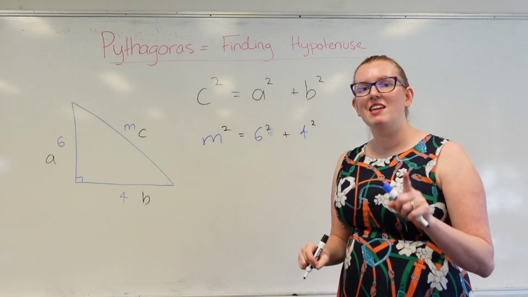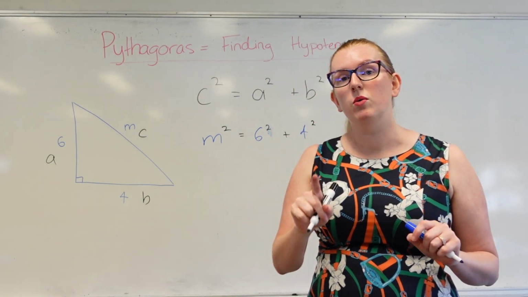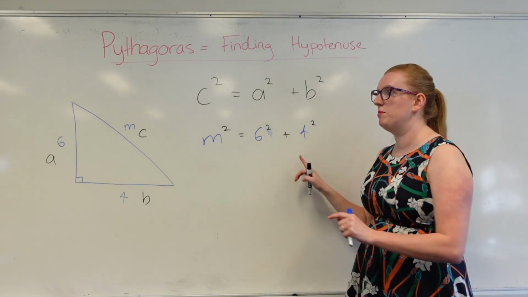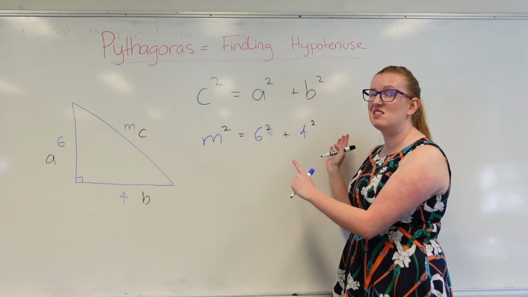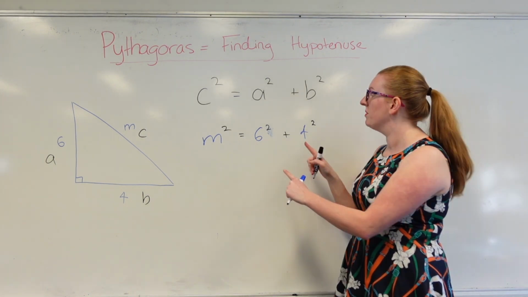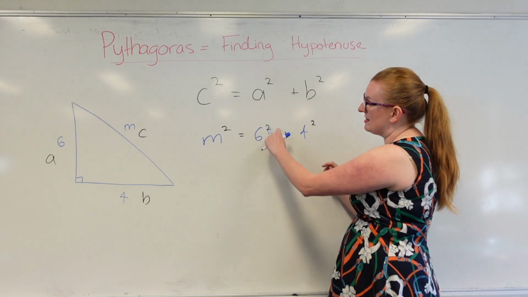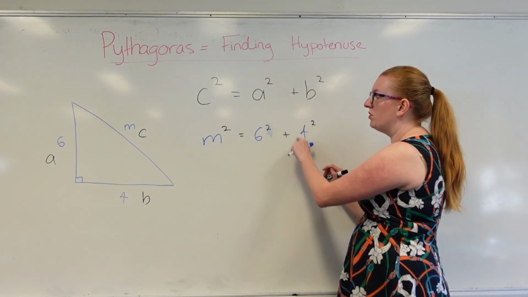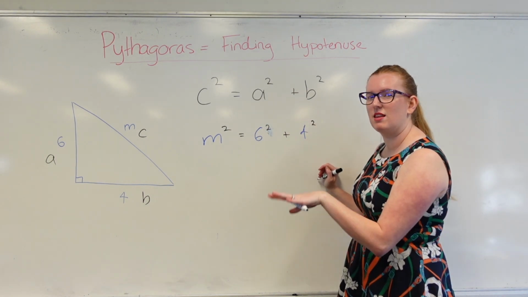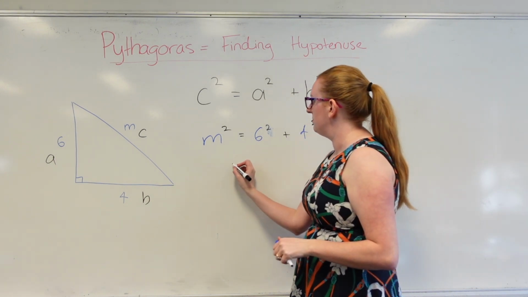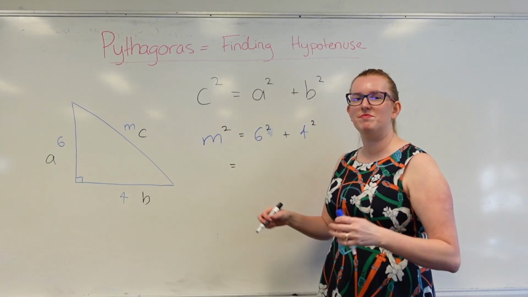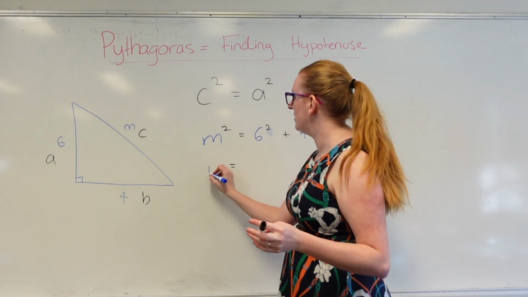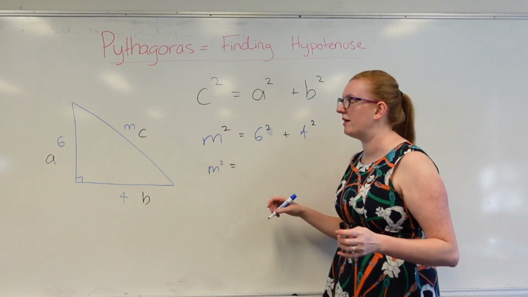Okay, great. And now it's very important to remember that we always do our squares first. I'm not going to be adding these guys together and then squaring it because I'll get a totally different number. What I'm going to be doing is going 6 squared and then 4 squared, and then I'll add them together next. So m just stays as m squared. I can't really do anything else to square it.